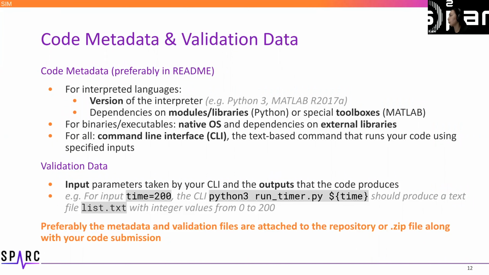To make sure that your code is running properly as a node on our side, we're going to need some validation data. So essentially, if you're running the code with the X inputs and you get Y as an output, we should be able to get the same. So we're going to need some of that information in order to make sure that when we've converted it into a node on our side, it's doing what you think it should do. So preferably these metadata and the validation files will be attached to the repository or the .zip file along with your code submission.